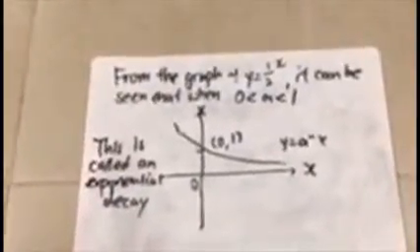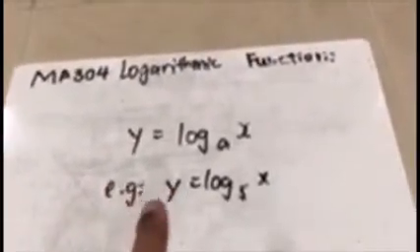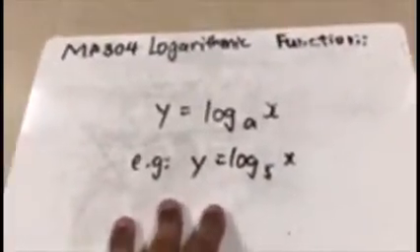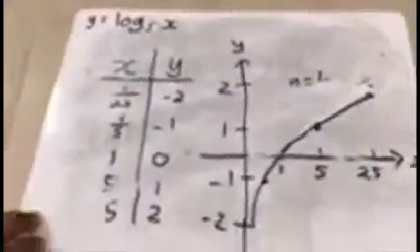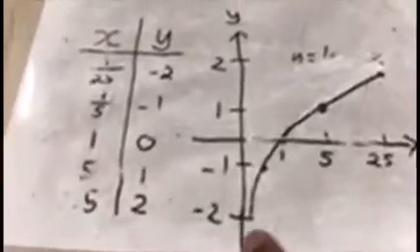So this is called an exponential decay. Now we'll move on to logarithmic functions, starting with the basic logarithmic function. This is the basic function y equals log base a of x. This is an example we're going to look at: y equals log base 5 of x. So now this is the graph. If you plot the graph, this is how the graph will look. It will increase like that.